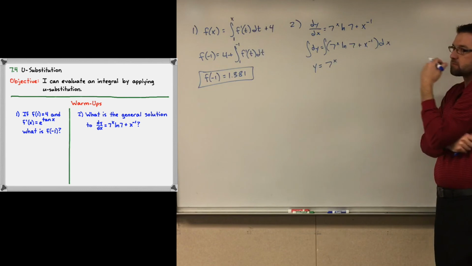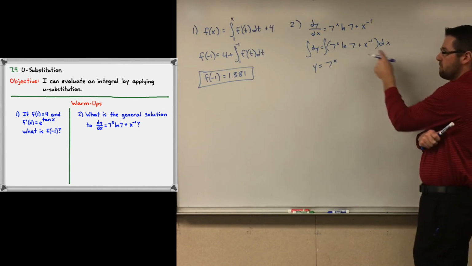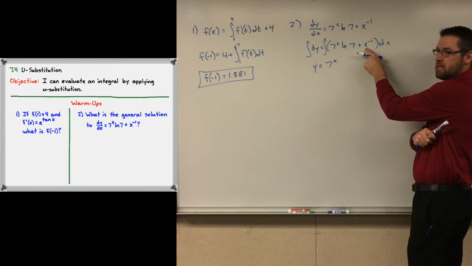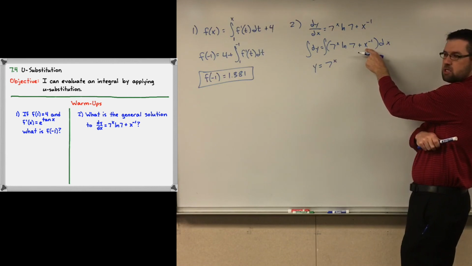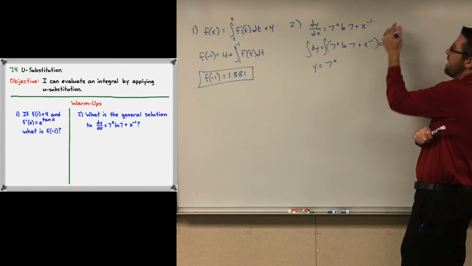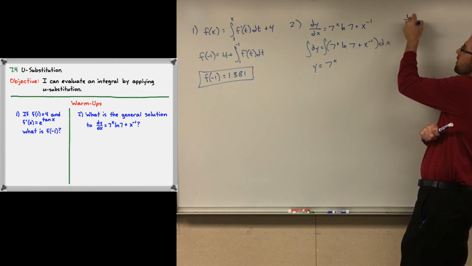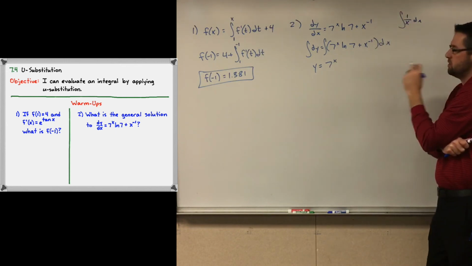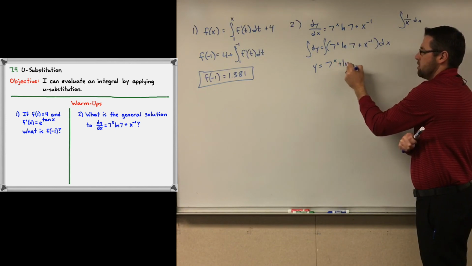What about this guy? Right, because if we try and do the anti-power rule, this becomes x to the what? 0, and that's not going to work. So we rewrite this as 1 over x dx, which is natural log of x.